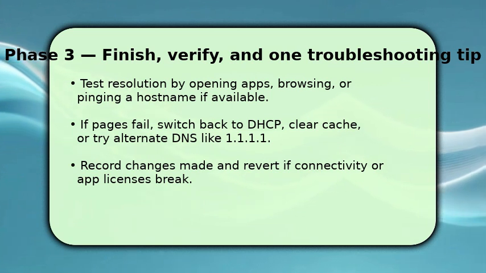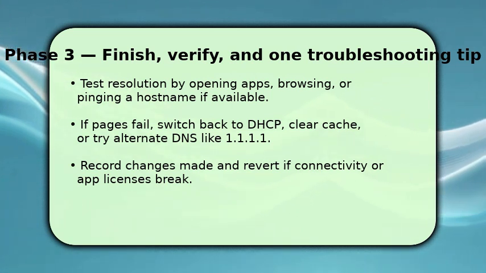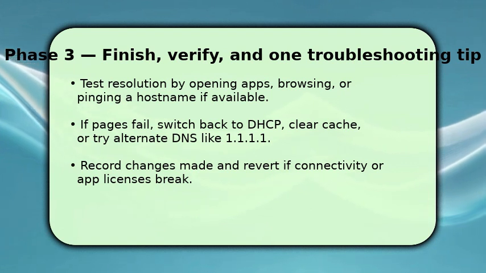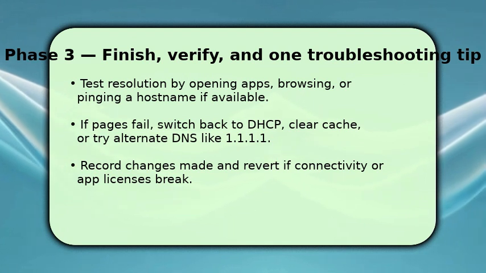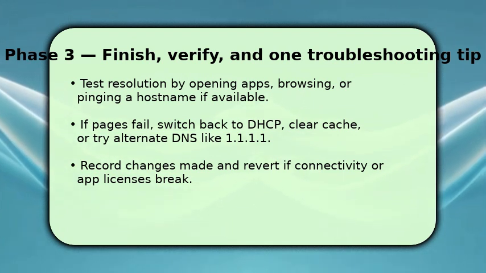If apps require location or license checks and break after DNS change, revert settings and change DNS at the router so the TV keeps expected IP behavior while using custom DNS.